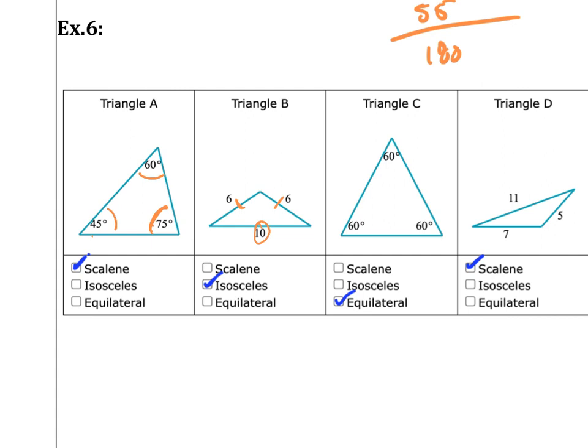And then if we look at triangle C, all the angles are the same. Just as in triangle A, when all the angles were different, all the sides were different, if all the angles are the same, then all the sides are the same. So this is an equilateral triangle, which means equal sides. Equa means equal, lateral means sides. And on triangle D, all of these sides are different lengths, which means it's a scalene triangle.